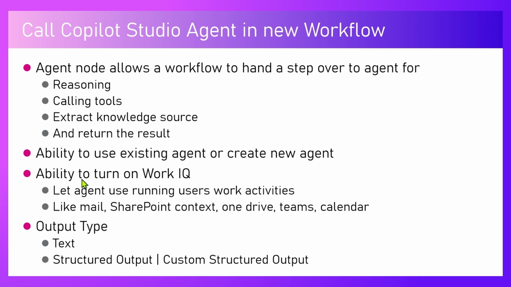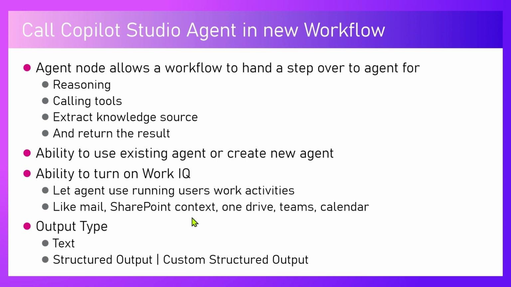Now you have an ability to turn on Work IQ. With Work IQ, you get the context of the running user's work activities, like Teams, calendars, mail, SharePoint, and OneDrive context. You get all this context from the logged-in user's context. Now, output type. What are the output types which you get out of it? The agent will return the output as text, structured output, or you can also define a custom structured output and get the result back into the system.